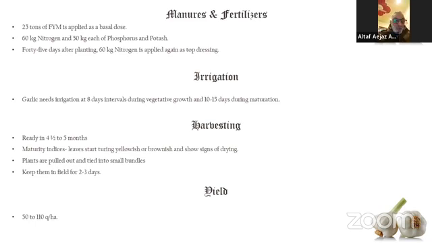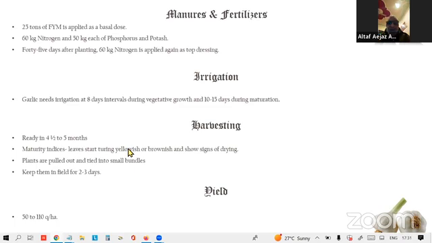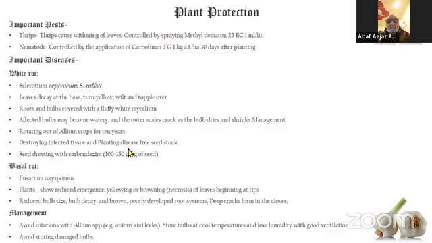That's too low. What are the plant protection measures that are to be adopted to have the best production and productivity? Thrips cause withering of leaves, controlled by spraying methyl dimeton 25 active ingredient at the rate of 1 ml per liter of water. Nematodes are controlled by the application of carbofuran, 3 grams per kg active ingredient, at 20 days interval.